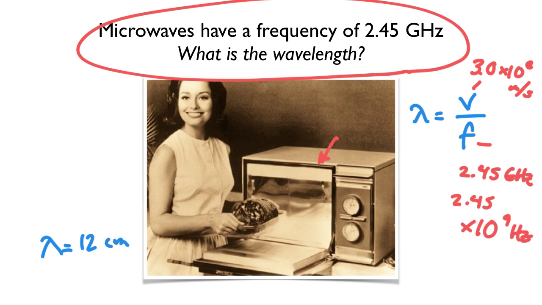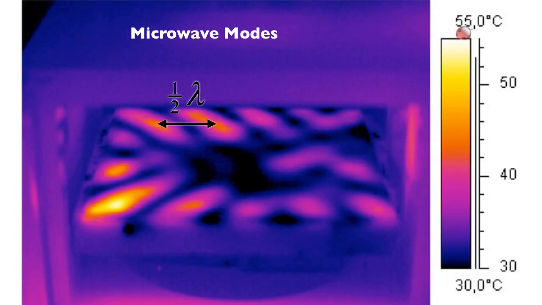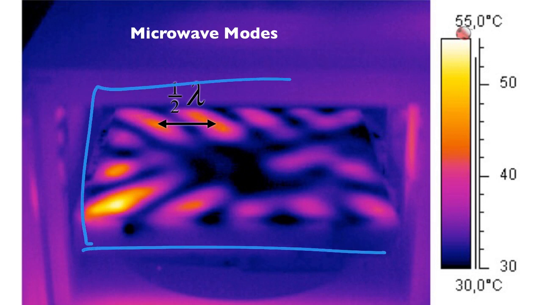So inside your microwave oven, there are hot spots and cold spots that are about 12 centimeters apart. And if you put in, this is from a friend of mine, he put a paper towel inside a microwave oven, and then he turned it on and ran it. And you can see hot spots and cold spots.